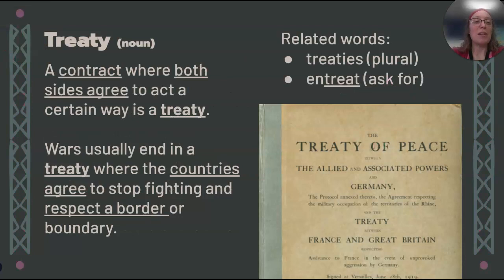The next word that is on your notes is treaty. A treaty is a contract where both sides agree to act a certain way. Wars usually end in a treaty where the countries agree to stop fighting and respect a border or a boundary. The plural of treaty is treaties, and you just change that Y to an I and add ES. Another word that's related to treaty, that is an advanced vocabulary word, is to entreat. So in a treaty, both sides have asked for something and they agree to what each side gets. Well, to entreat just means to ask.